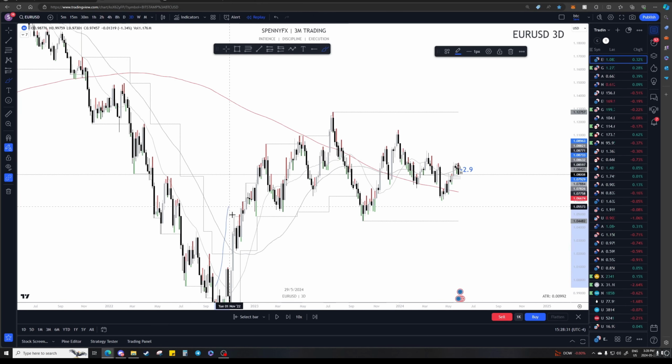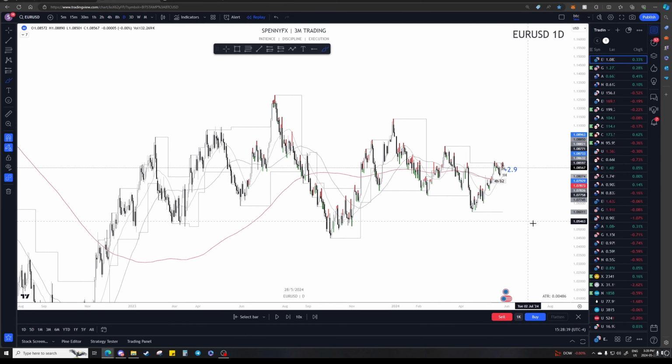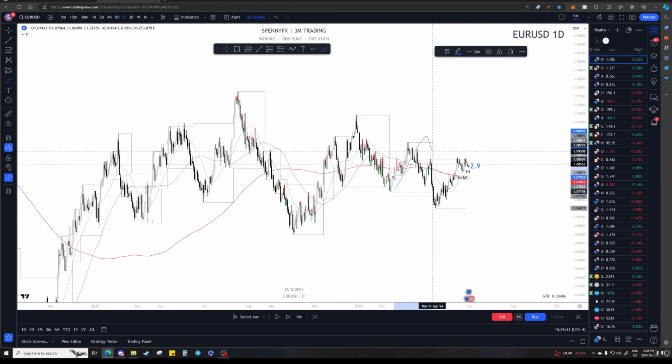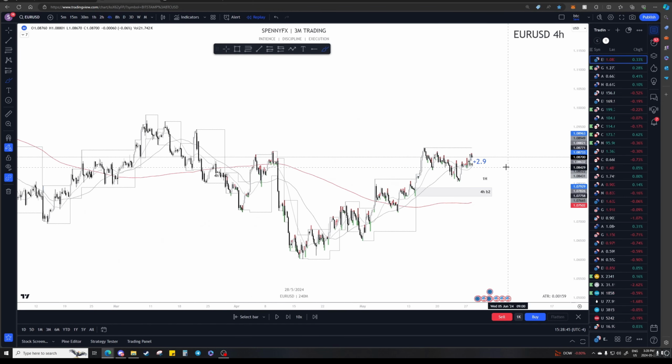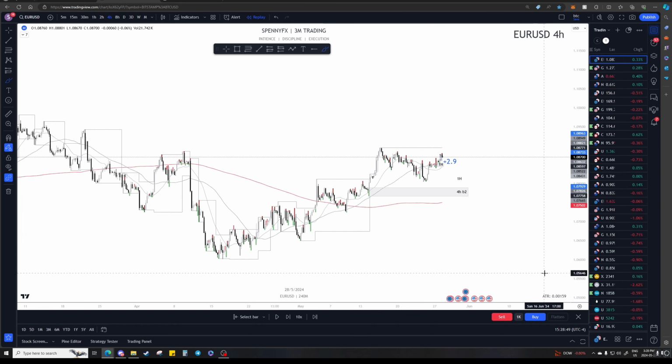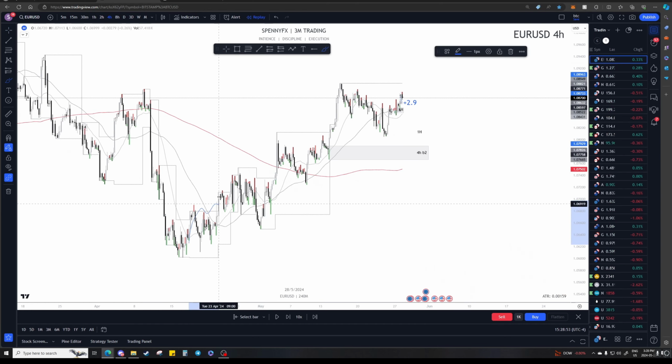redistribution model, but the 3-day is, I had a bunch of breaks up and a break down, so we're in reaccumulation. The daily actually is technically in a distribution model with this back and forth here, but as long as the 3-day and the 4-hour are bullish, then it's fine for me to go for longs. So the 4-hour very clearly went through a reaccumulation model here. We had 4 breaks up, 2 down, 2 up again, so we're just in accumulation.